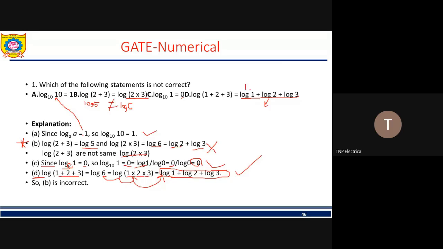So option D is correct, option C is correct, option A is correct. So which one is wrong? Yes. So option B is wrong, my friend. Hence option B is incorrect. So the correct answer is option B. Whoever has gone through this and understood it, it will be very easy to get it. So I hope this numerical is clear to all. Why is option B incorrect?